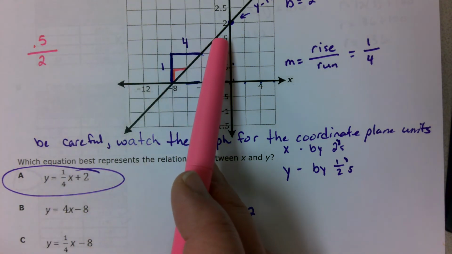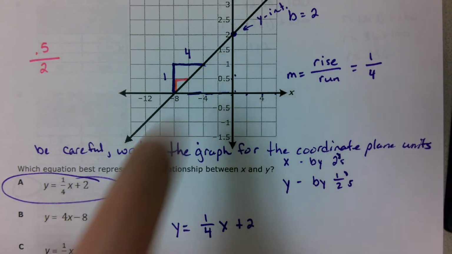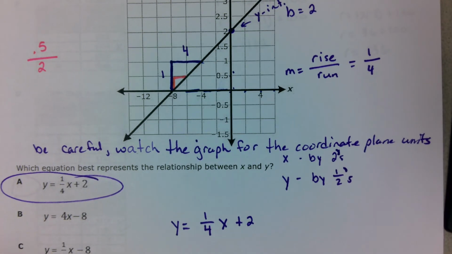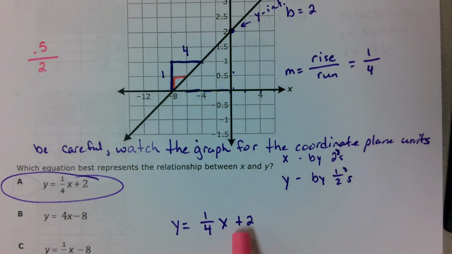So then I have my y-intercept. My b is 2. It intersects the y-axis right there at 2. Substitute my values. y equals 1/4 for my slope, x plus 2 for my y-intercept, and that's A.